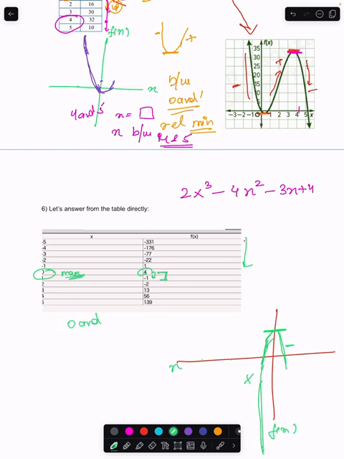Which means there is a value of maximum between 0 and 1. That's it. So in the options, if there is a value between 0 and 1, choose it. If there's an option saying the relative maximum is between 0 and 1, choose this option.